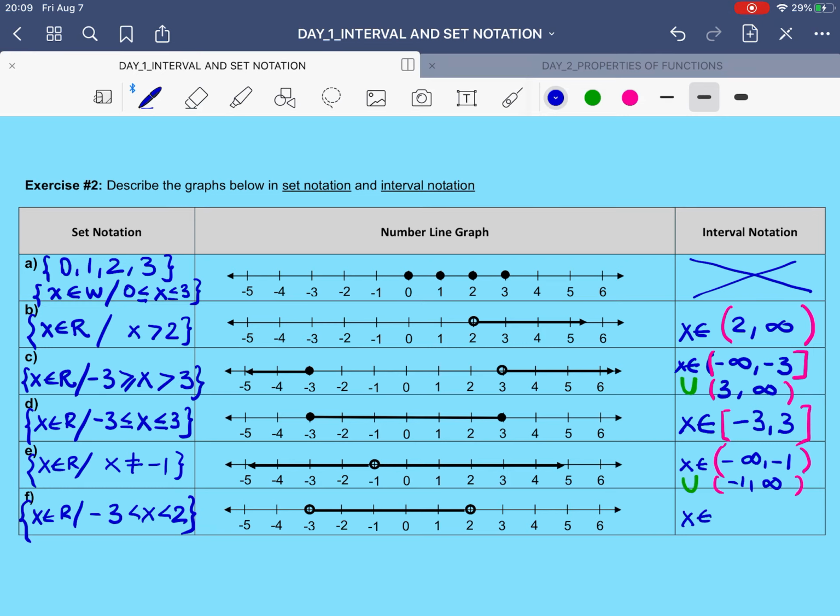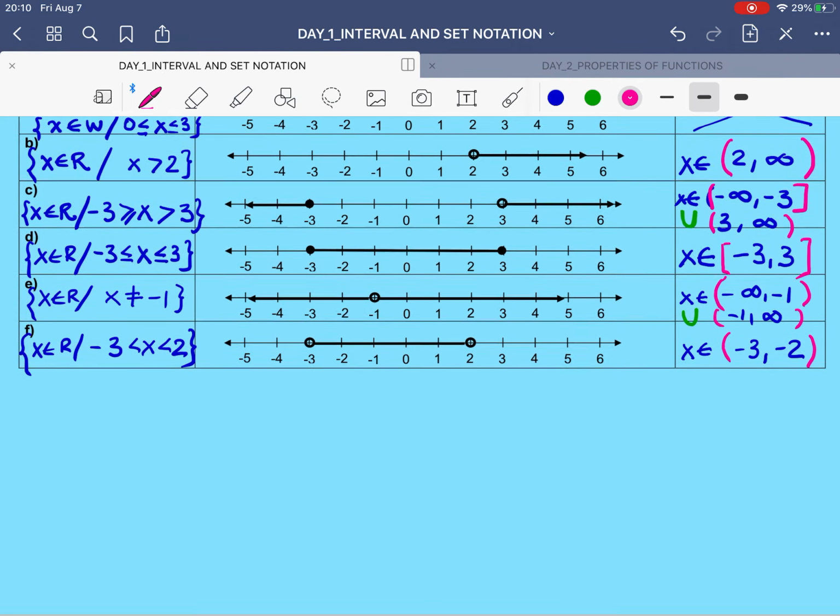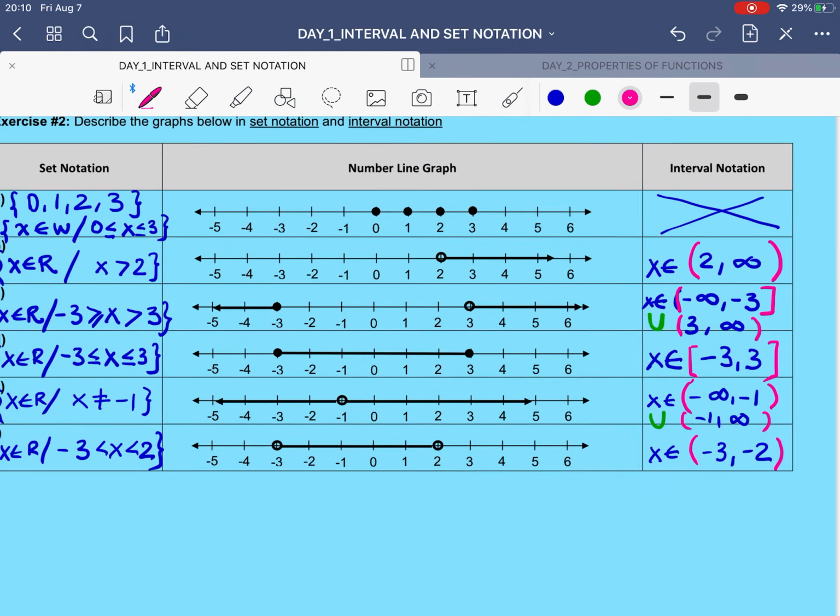In interval notation, we're going to say that the numbers are between -3 and 2. Always write them in order from lowest to highest. It's not optional. And round brackets around both -3 and 2 because they are not included in our set.